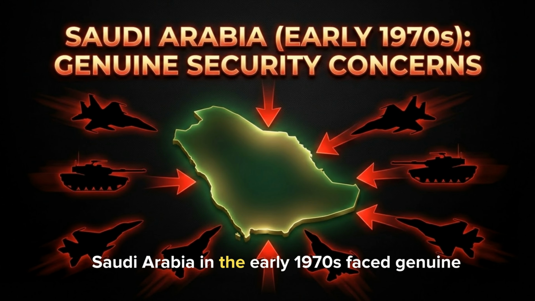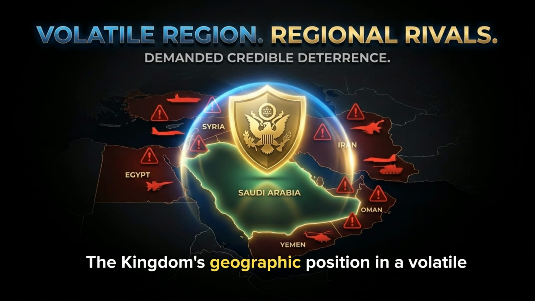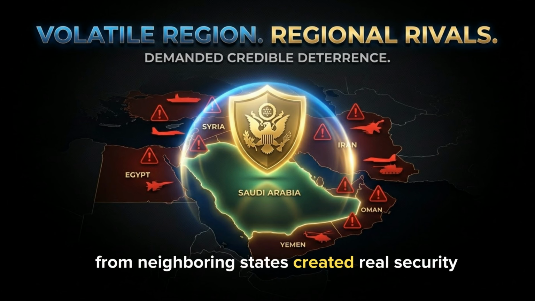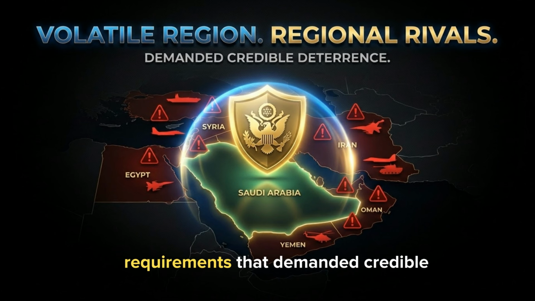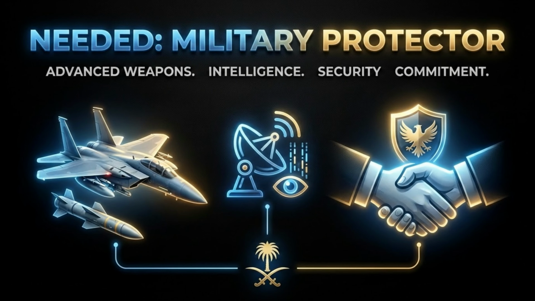Saudi Arabia in the early 1970s faced genuine security concerns. The kingdom's geographic position in a volatile region, with regional rivals and potential threats from neighboring states, created real security requirements that demanded credible deterrence. Saudi Arabia needed a military protector with the capability to provide advanced weapon systems, intelligence support, and a security commitment that would deter hostile action.